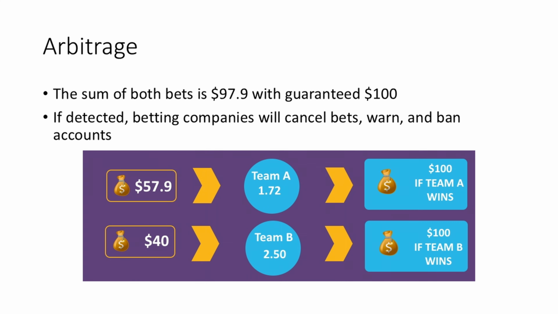An arbitrage bet is when two bets are placed such that you are guaranteed a payout. In this example, we place a $57.90 bet that Team A wins and a $40 bet that Team B wins. In either scenario, we win $100 since both bets are exhaustive. Exactly one team wins, there is no tie. It should also be noted that betting companies that are able to detect such behaviors can cancel the bet before the event when it is legal to do so. They can also warn or ban accounts.